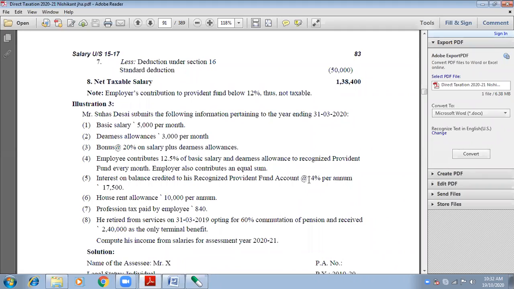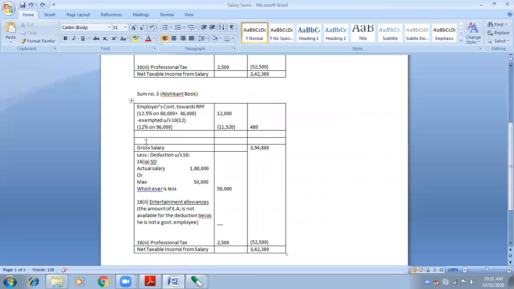But here 17,500, the amount of interest, is already given in the question. So why do you need to calculate on salary, on DA? There is no such need. It is already given as 14%, whatever amount, 14% on what, I don't know. But the 14% amount is given as 17,500. And what I know is 9.5% is exempted. So how will you do it?